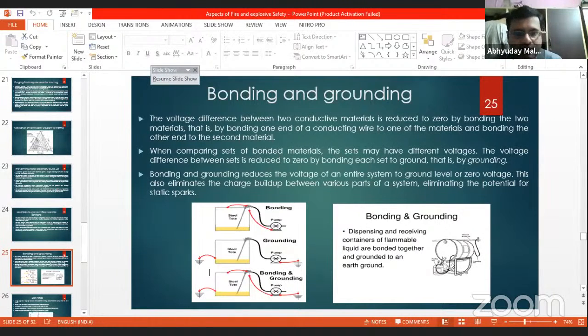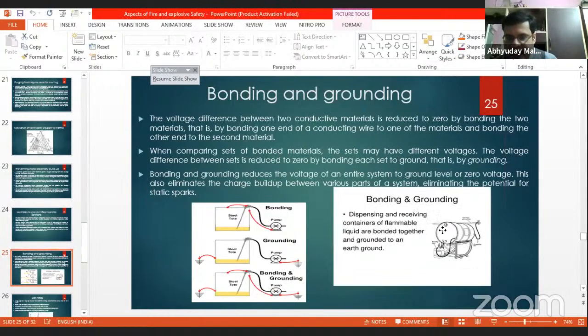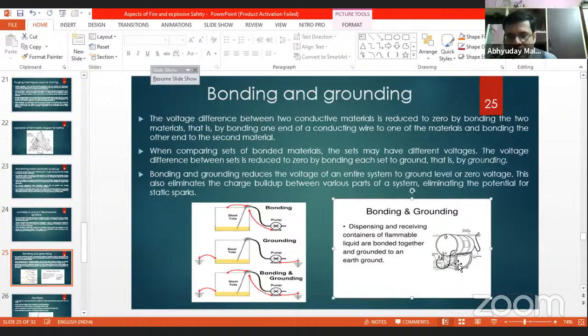Grounding is when sets of bonded materials, that is materials which have undergone bonding, may have different voltages. For example, look at this figure on the right hand side. This horizontal tank is being filled up by this vertical container. Some liquid is there in this vertical container and this is being transferred to the horizontal tank.